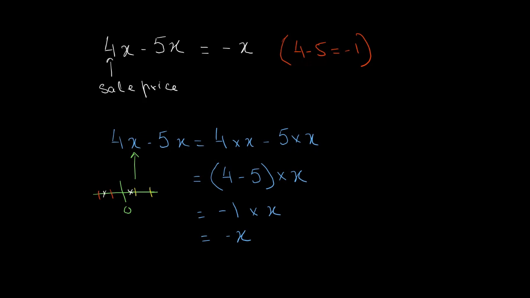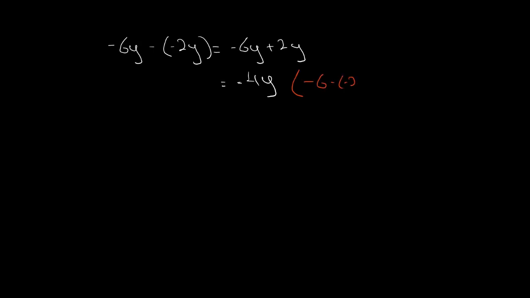So for example, if you want to calculate a different problem, like what is minus 6y minus 2y, then you should be able to see that this is really equal to minus 6y plus 2y, which is equal to minus 4y. And this is really using the fact that minus 6 minus minus 2 is equal to minus 6 plus 2, which is equal to minus 4. So that's what we used over here.